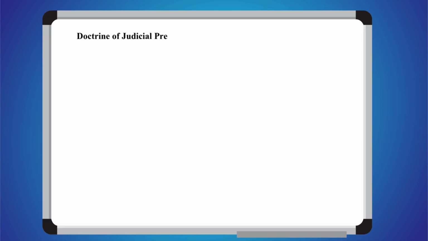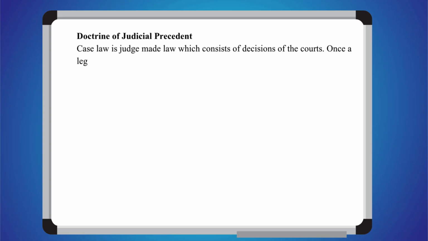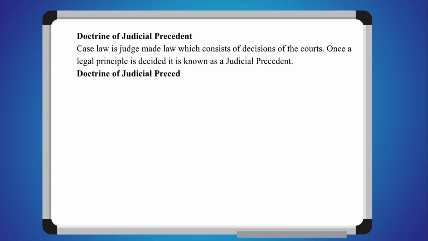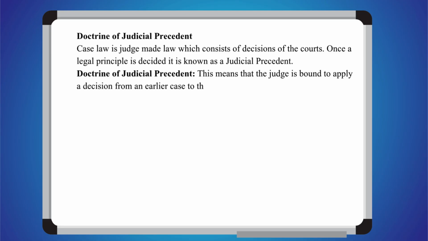Doctrine of judicial precedent. Case law is judge-made law which consists of decisions of the courts. Once a legal principle is decided, it is known as a judicial precedent. Doctrine of judicial precedent. This means that the judge is bound to apply a decision from an earlier case to the facts before him. This doctrine is known as stare decisis.